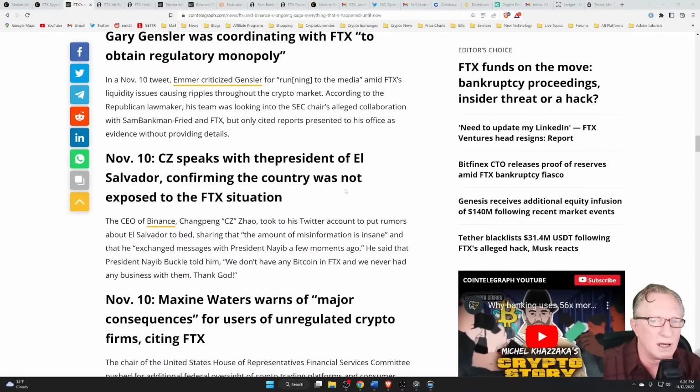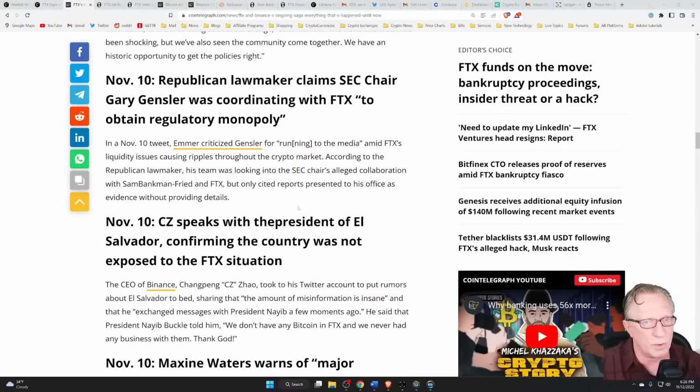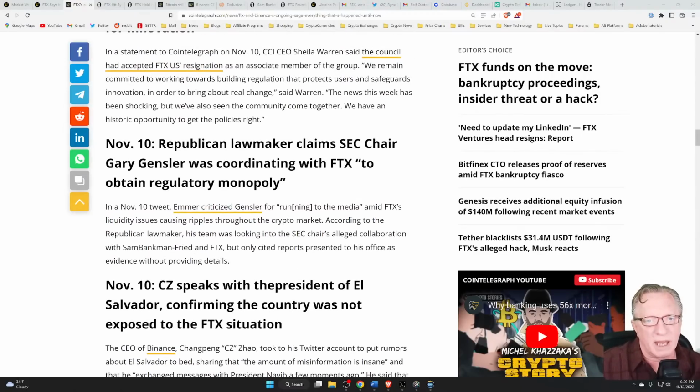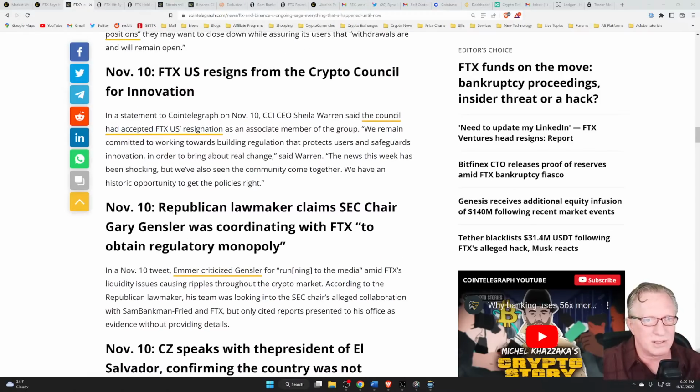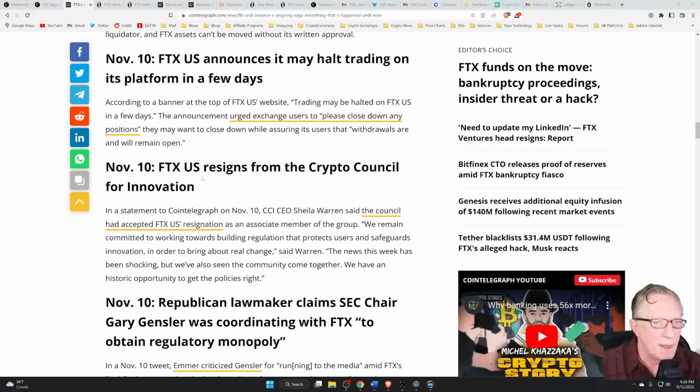Everything's starting to go crazy here. CZ speaks with the president of El Salvador, confirming the country was not exposed to the FTX situation. Republican lawmakers claim SEC Chairman Gary Gensler was coordinating with FTX to obtain a regulatory monopoly. It just keeps getting deeper and deeper.